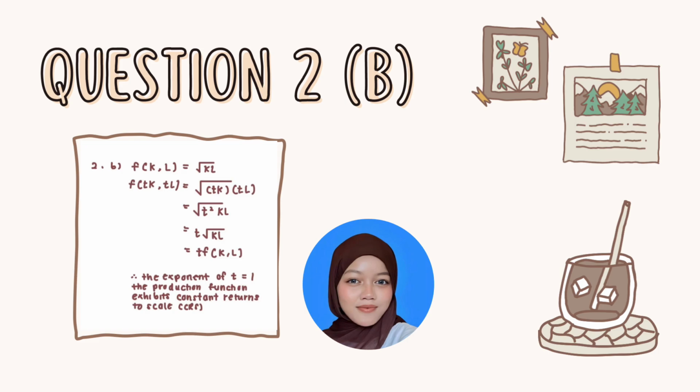Therefore, we can write the result as t times f(k, l). This means that when all inputs are increased by t times, output also increases by exactly t times. Since output increased in the same proportion as inputs, the production function exhibits constant returns to scale.